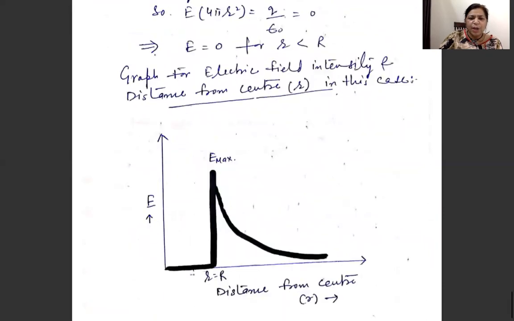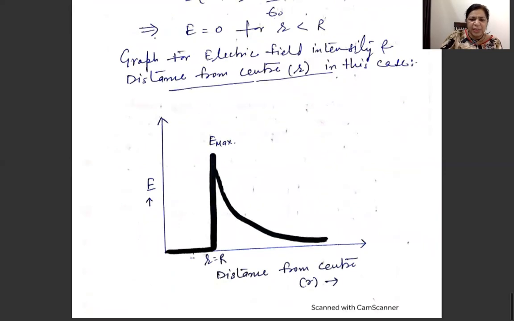Now, if we plot a graph of electric field intensity against distance from the center in this case, you can see that when r is equal to R, this has the maximum value. When r is less than R, the value of the electric field intensity is 0. And when we go beyond capital R, the value of the electric field intensity decreases as we move away. Okay, is it clear? Thank you.